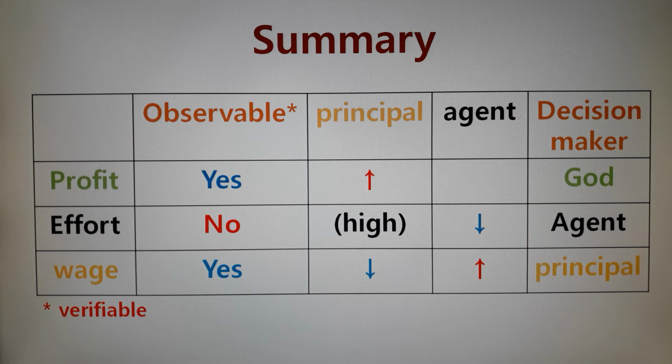But if it's not observable, then it's totally difficult to make any contract, any promise on that. That's why observability is important. Verifiable means sometimes something is observable. Sometimes I know my son is not studying very hard. I mean, he's watching a lot of TV and everything.